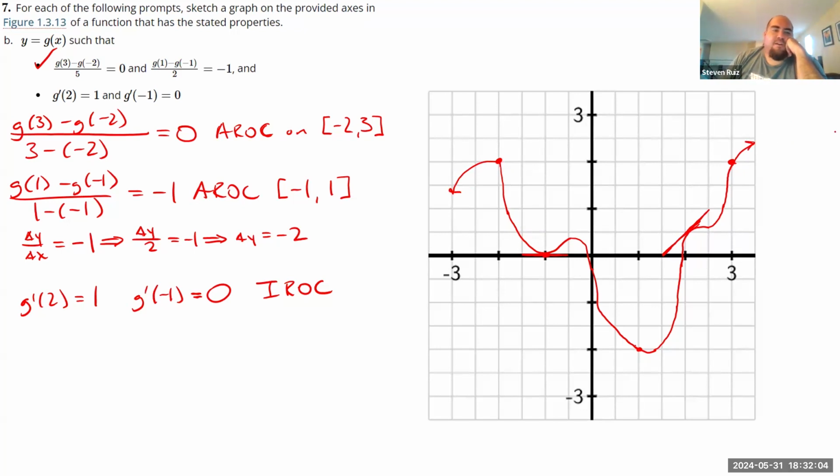But if we look at all of our different bullets, all of our requirements should have been met. So our 2 average rates of change should be respected, and our 2 instantaneous rates of change should be too. Again, your graph is very likely to look completely different, and that's okay. All right, hope this makes sense.